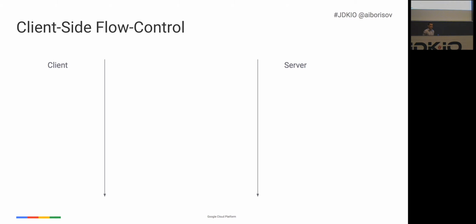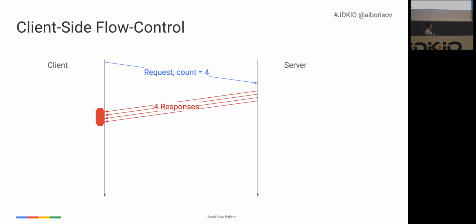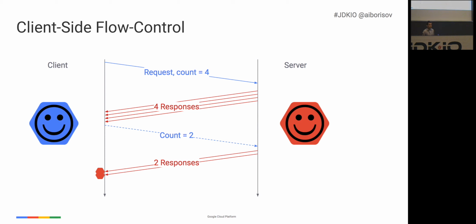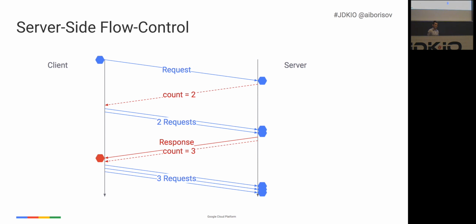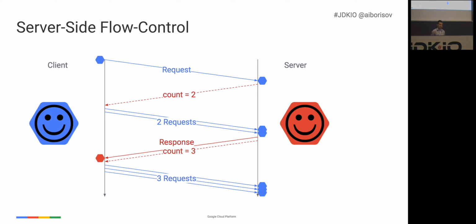If the client knows how many responses it can receive, it can ask the server to send this number of responses and not more. If the client has a request, it can send this request together with the number of responses it can handle, for example, 4, and the server can send these 4 messages back if it has them. And then the client can ask for 2 more messages, and the server can send 2 more responses back. And both sides are healthy and happy. The same thing can be done in the other direction. The server can tell the client how many requests it can process, and the client can send up to this number of requests and not more. And everyone is happy again.